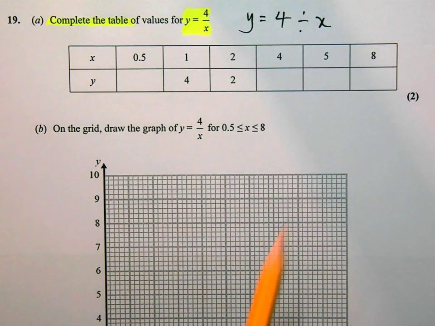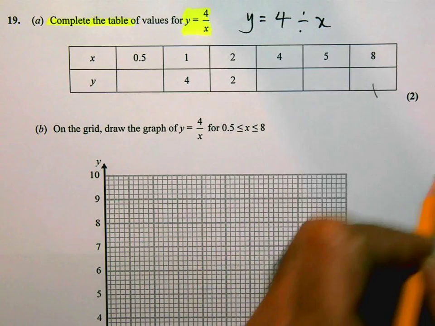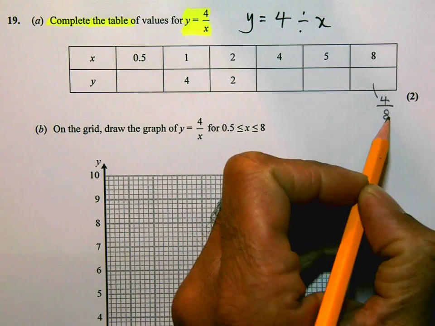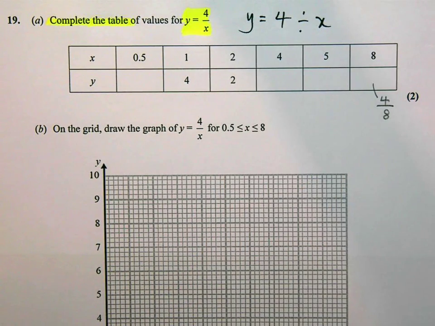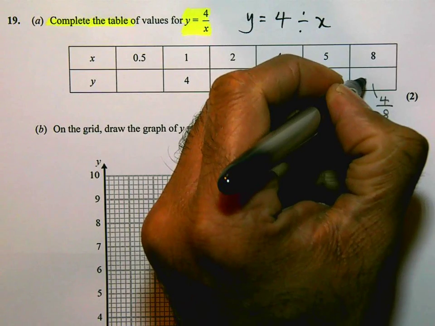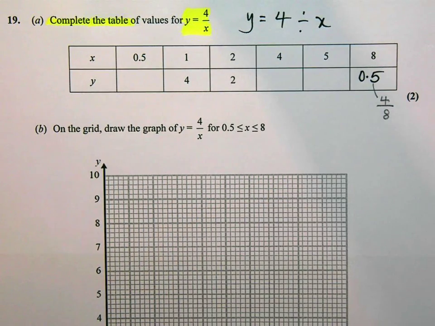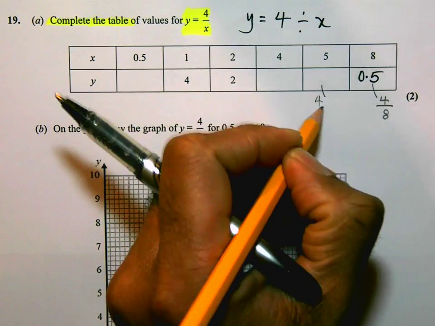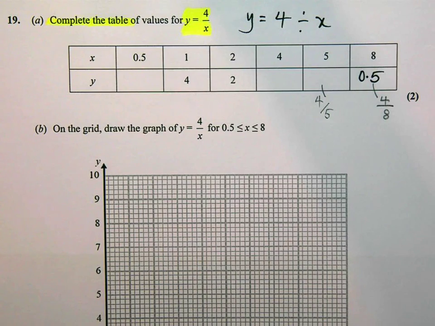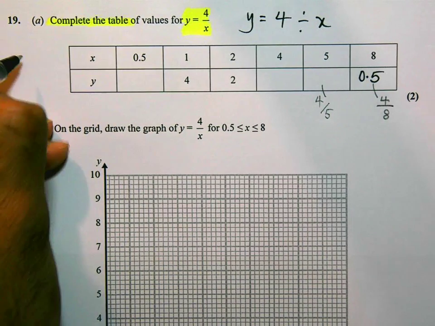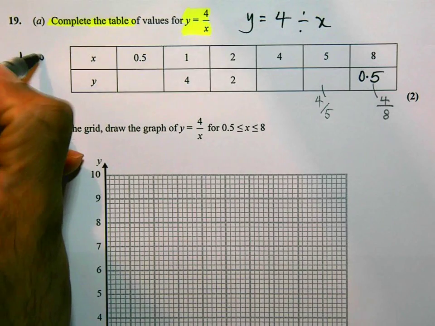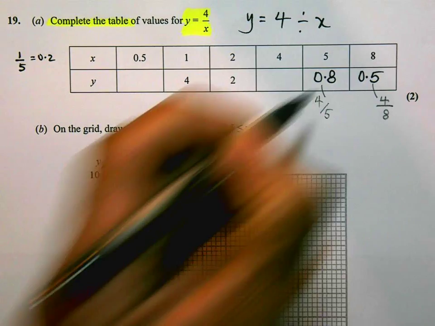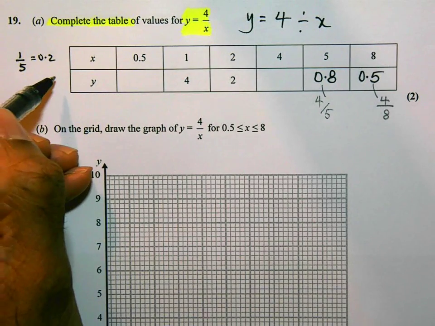So in this case here, I need to do 4 divided by 8. I'm going to write it as a fraction, 4 over 8. You should know that that's going to be half, 0.5. For this one here, I'm going to do 4 divided by 5. Now you need to know your fifths, right? 1/5 as a decimal is 0.2. So 4/5 is going to be 0.8. 4 lots of 0.2, or 4/5, is 0.8.